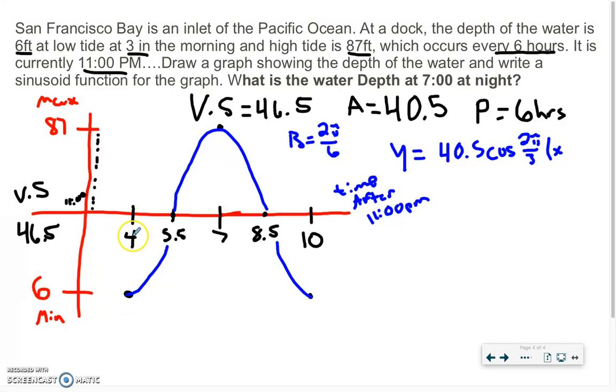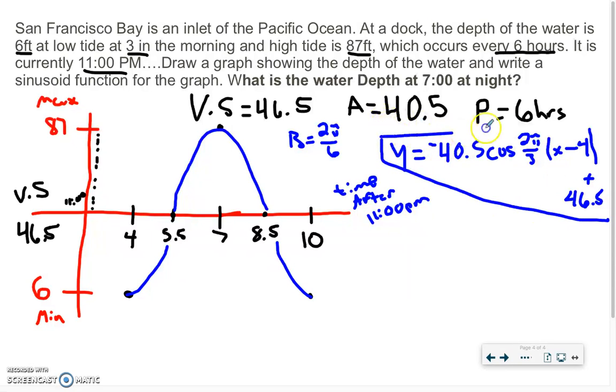Where's the lowest point? It took 4 hours. So I'm going to go minus 4. And then since I'm starting low instead of high, I'm going to attach a negative. It causes that reflection. So my equation is the amplitude, the b value, the vertical shift, and then of course, I ran out of room. Typical Mr. Laux. We're going to add 46.5. So this would be my whole sinusoid function that would represent the San Francisco Bay coming in and coming out.